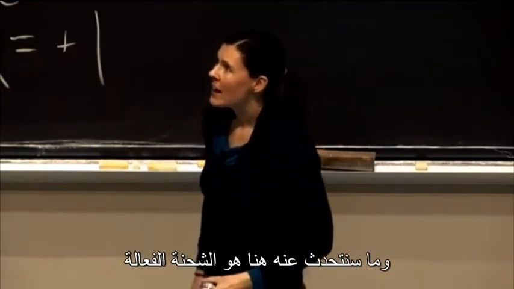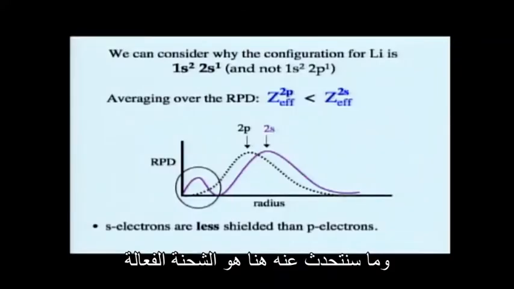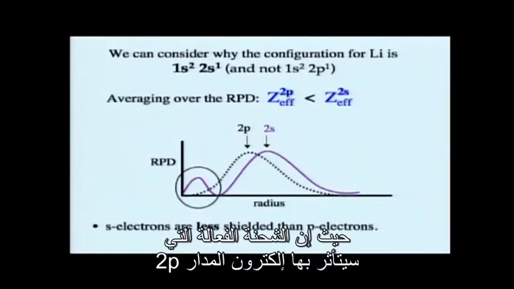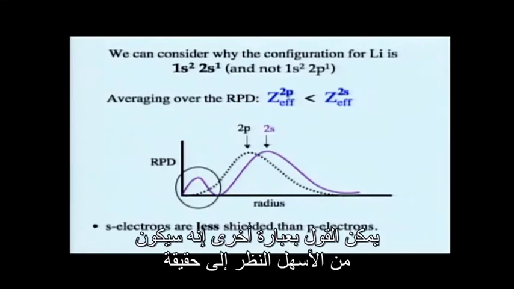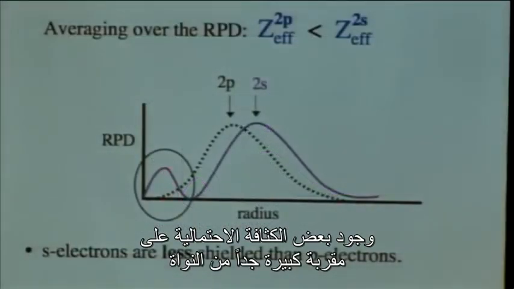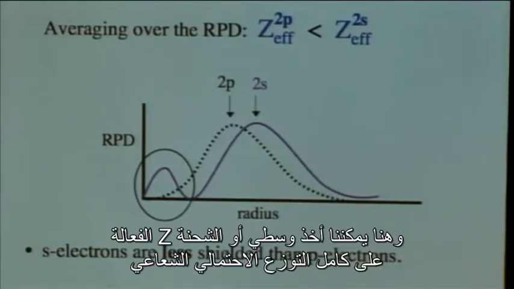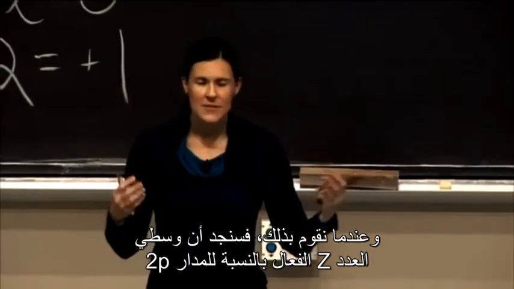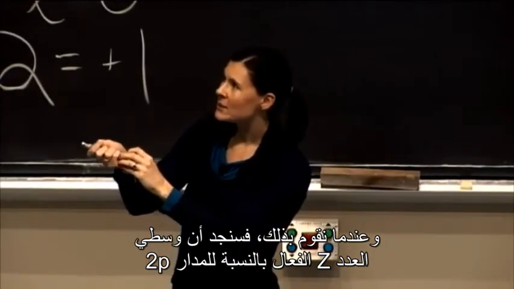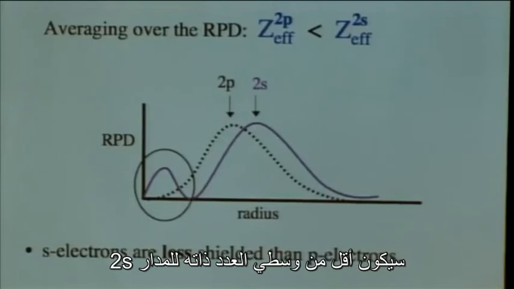And what we're actually talking about, again, is the Z effective. So the Z effective felt by the 2p is going to be less than the Z effective felt by the 2s. And another way to say this, I think it's easiest to look at just the fact that there's some probability density very close to the nucleus. But what we can actually do is average the Z effective over this entire radial probability distribution. And we find that it does turn out that the average of the Z effective over the 2p is going to be less than that of the 2s.